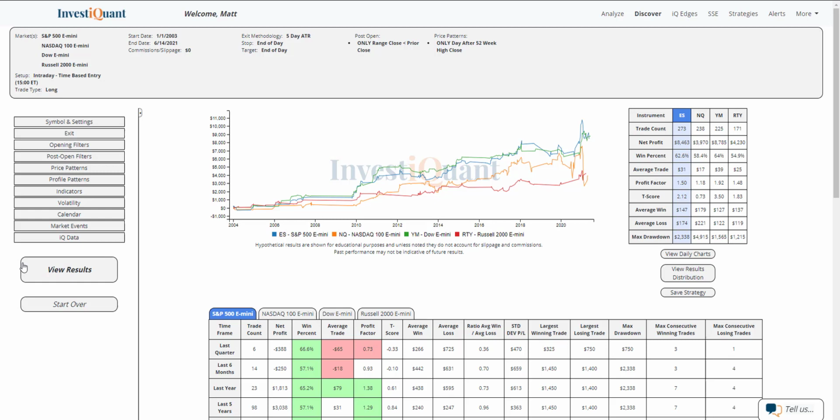Historically, we've got 273 samples in the S&P dating back to 2003, so very large sample size here. NASDAQ, 238, the Dow, 225, and the Russell, 171. And the win rates on them are all skewed towards the upside. So S&P coming in at 63%, the NASDAQ, 58%, the Dow, 64%, and the Russell, 55%.